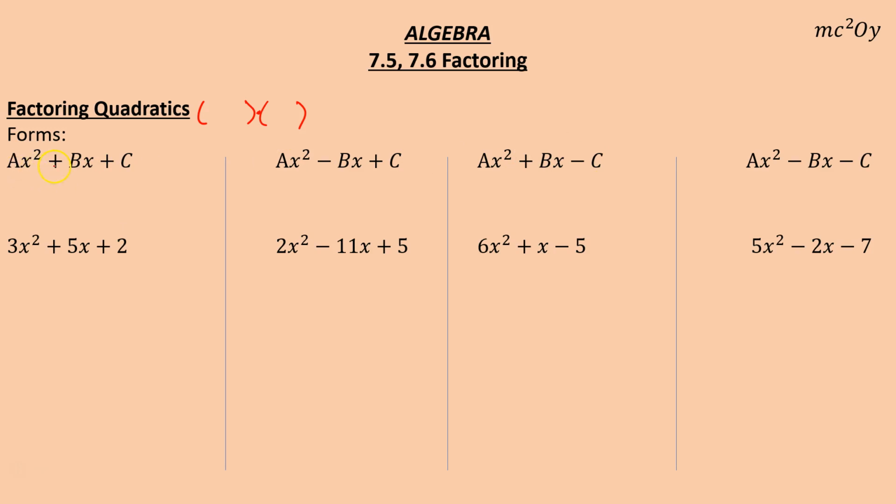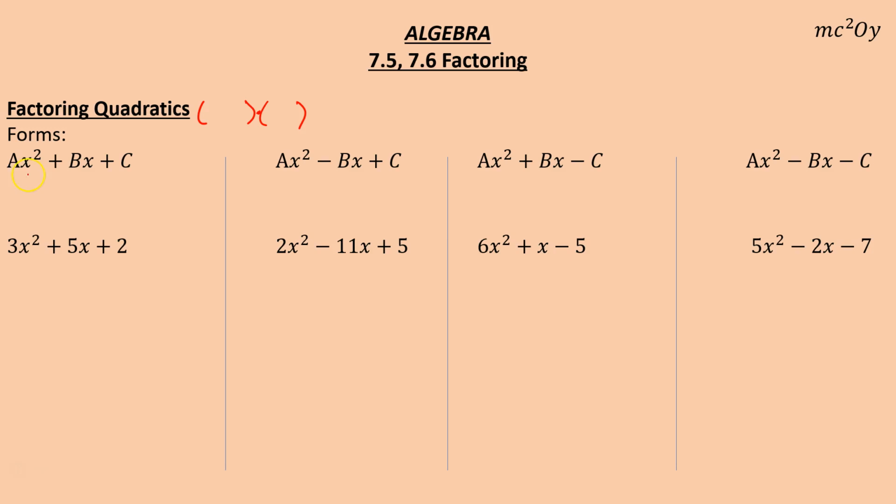You have standard form ax squared plus bx plus c, where b is positive and c is positive. You have standard form ax squared minus bx plus c, where b is negative and c is positive. You have the same thing when c is negative, and then the same situation where b and c are both negative. But if you follow the process I'm going to go through, all of these work out the same way. So we're going to factor each of these forms, and I'm going to walk you through the steps as we go.